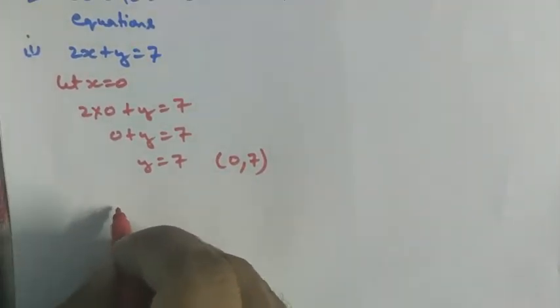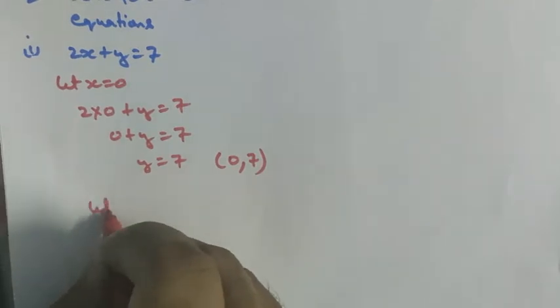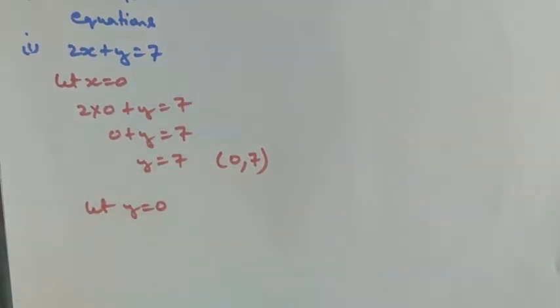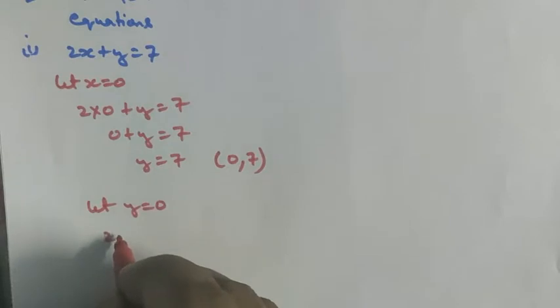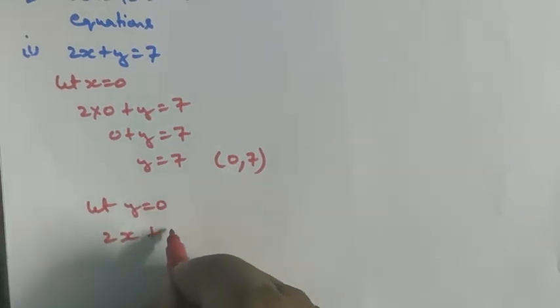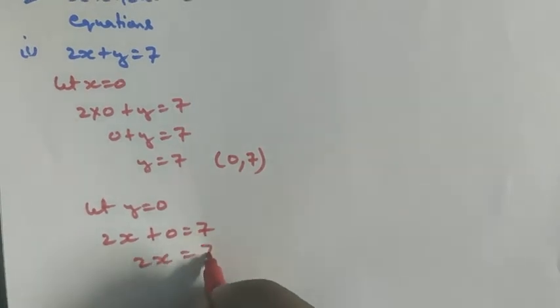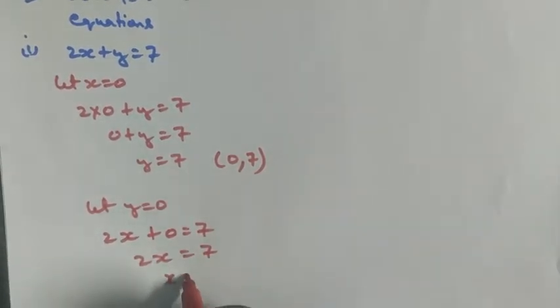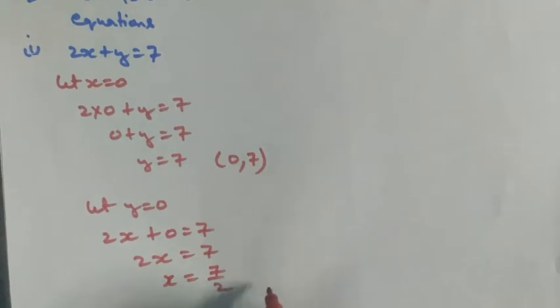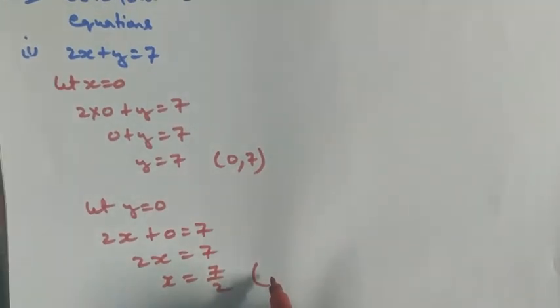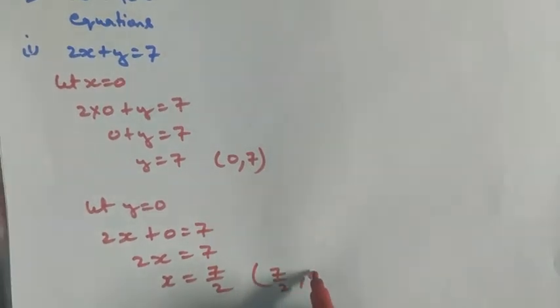Similarly, if we take the value of y equals 0, then in this case 2 times x plus y, that is 0, equals 7, then 2x equals 7, then the value of x will be equal to 7 upon 2. So the solution pair will be 7 upon 2 comma 0.